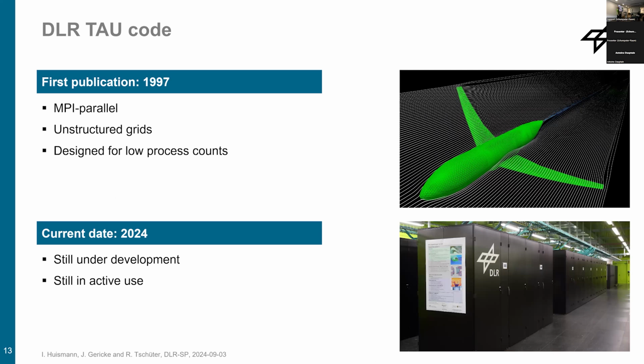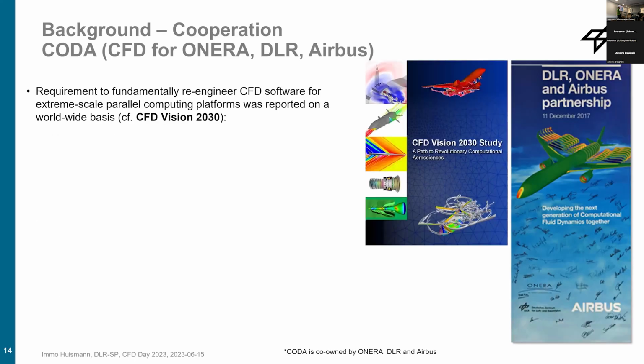The code is still under development and very much still in active use at DLR, at Airbus, at quite a few universities and other industrial partners in Germany and Europe. But the successor is already under development. That's just so you have heard of it. There's a cooperation between DLR, ONERA, and Airbus to generate a next generation CFD code called CODA, CFD for ONERA, DLR, and Airbus, for short.